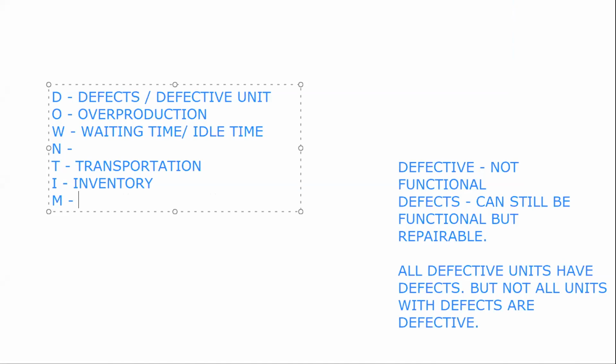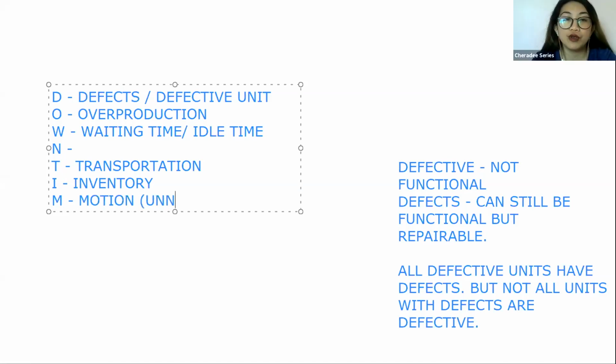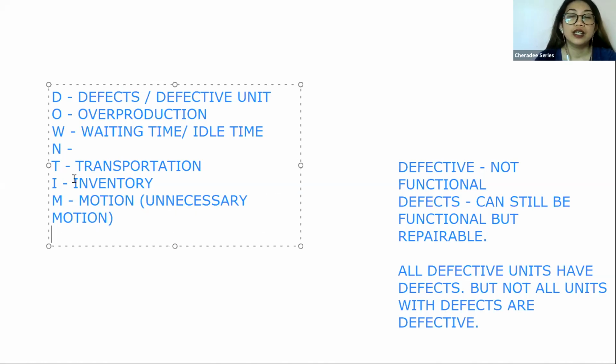Last but not the least, not yet, M of E. Next, M. What is M, guys? Motion, ma'am. Motion, or unnecessary motion. It can't be just motion, right? It's the unnecessary motion. Now, why is it considered a waste, guys? Because of the unnecessary motions. Let's observe again the canteen, the burger maker in the canteen.